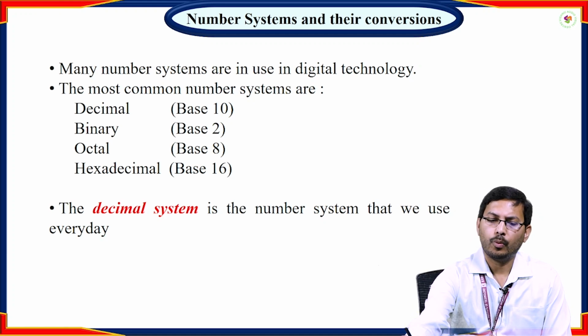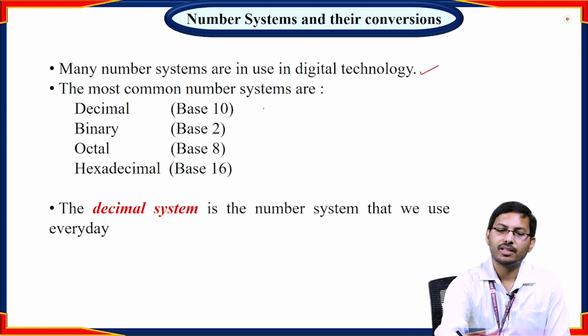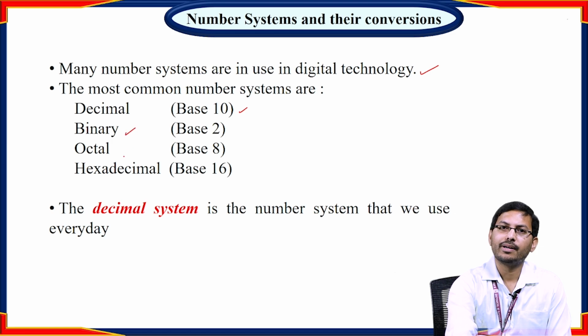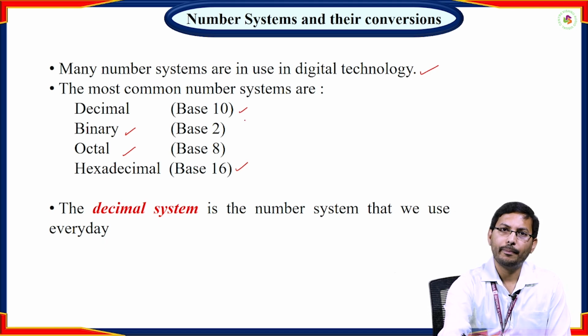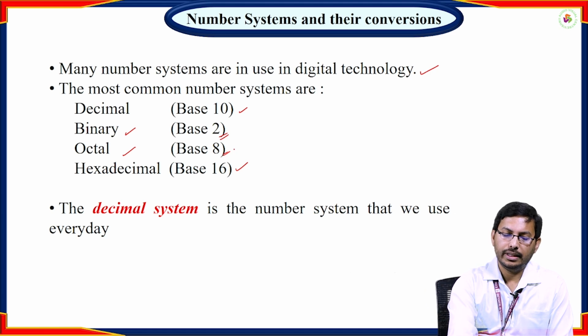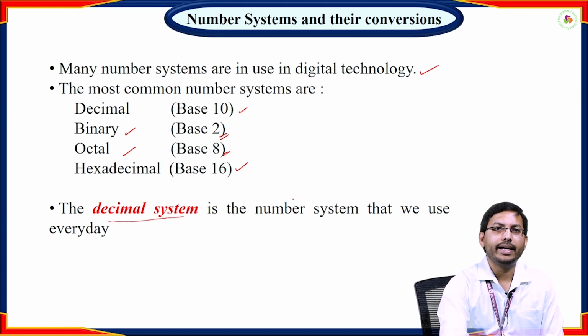What are the different types of number systems? We have four types: decimal number system, binary number system, octal number system, and hexadecimal number system. For the decimal number system we use base 10, for the binary number system base 2, and for the octal number system base 8. The decimal number system is the number system we use every day.